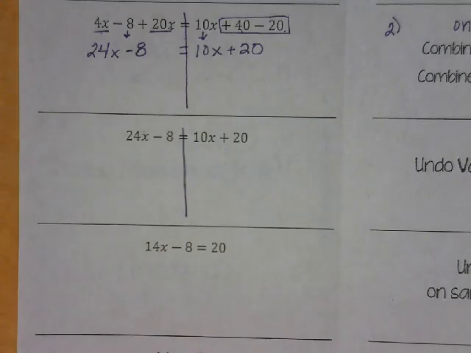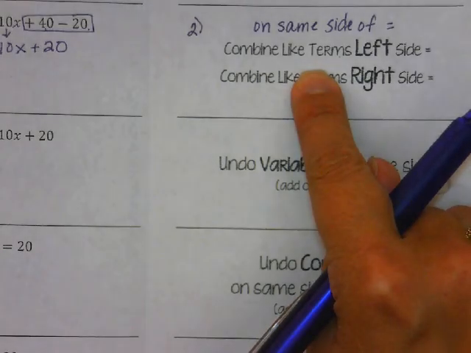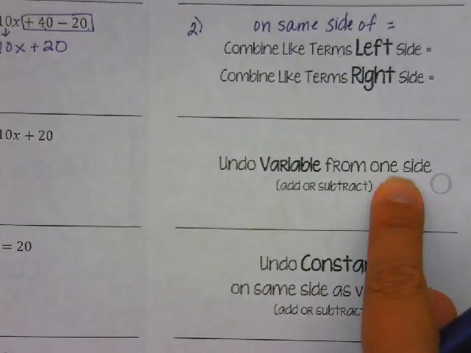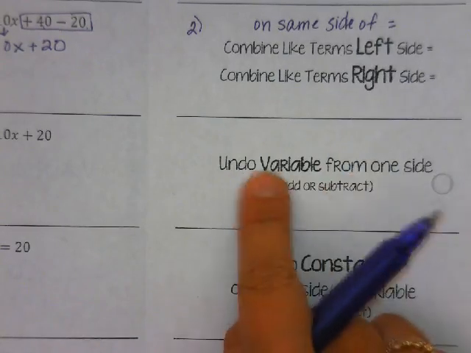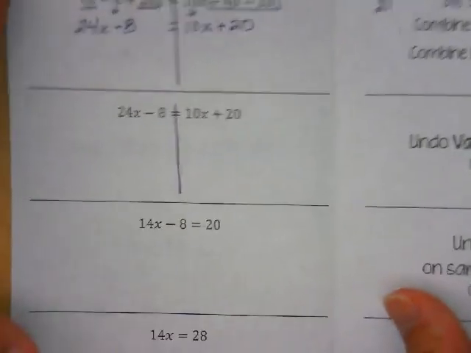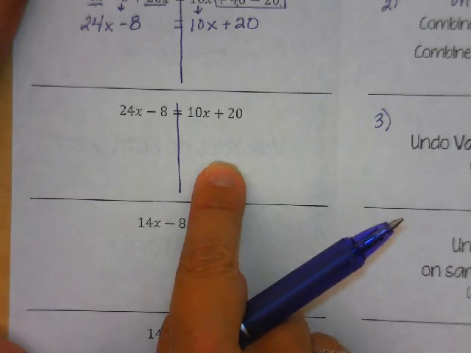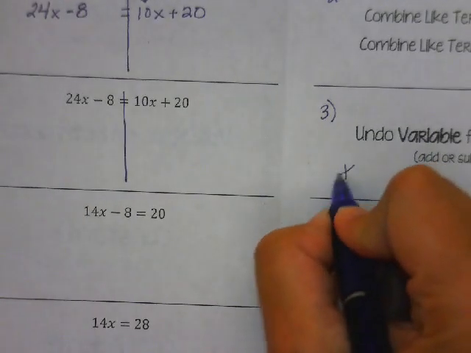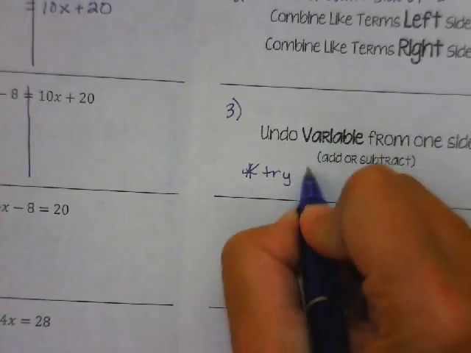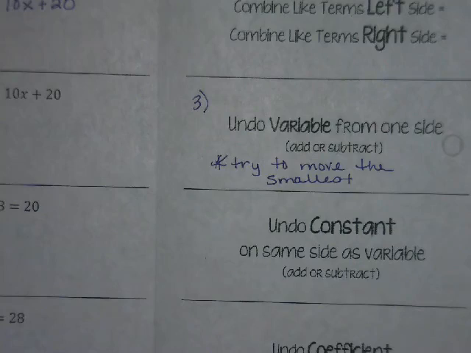Now, again, we did a foldable the other day talking about the difference of like terms that are on the same side of the equals versus variables on different sides. So this is where we're going to have to undo the variable from one side, meaning add or subtract. So we're going to cross this equals. All right. And remember, try to move the smallest. You can't always move the smallest, but if you can, that's the one you need to try to move.